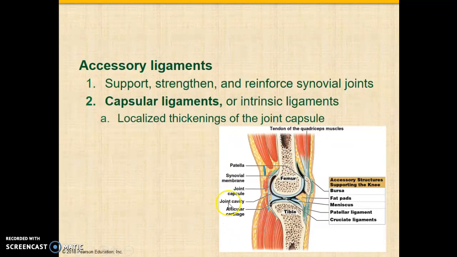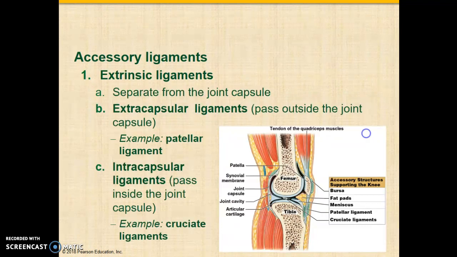Accessory ligaments support, strengthen, and reinforce. There are capsular ligaments or intrinsic ligaments, and accessory ligaments. So pay attention to the picture in Moodle. That's the picture you need to know for the structures of the knee.